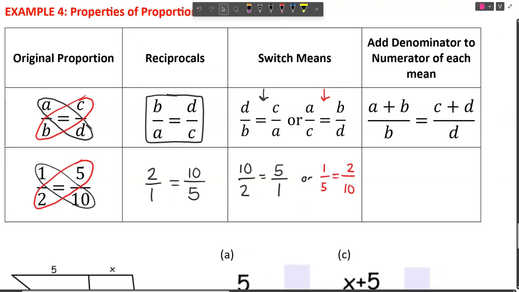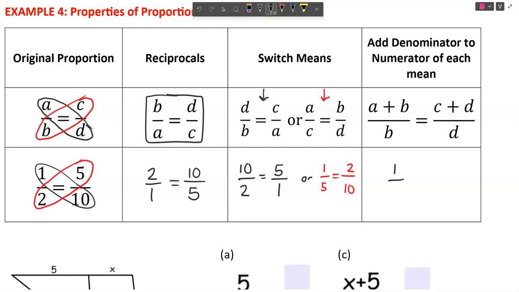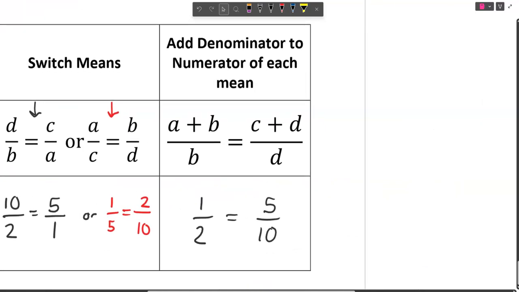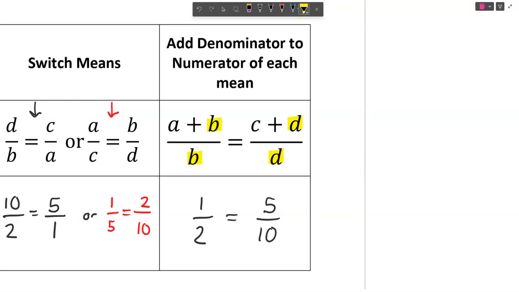Now, the last one's the strangest scenario, so I want to talk about this very carefully. All right, so let me start by writing our original ratio that we have here. 1/2 equals 5 over 10. Now, this property is basically saying we're going to add the denominator to your numerator. Well, what I really want you to think about is how a fraction works. A fraction is a quantity that is being compared to a whole.